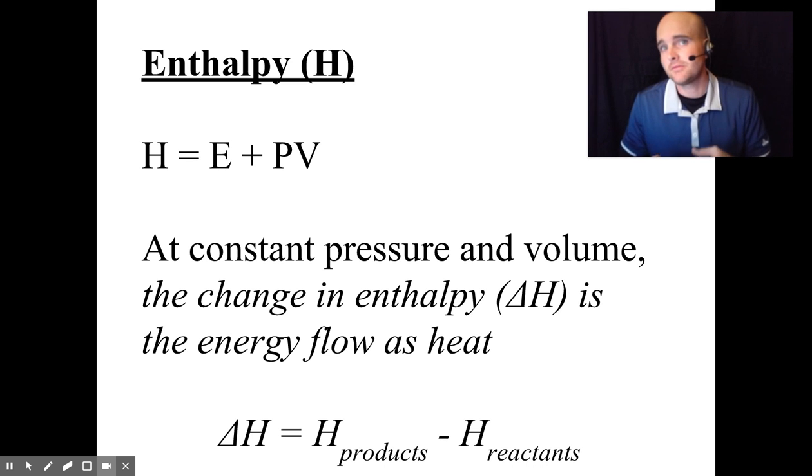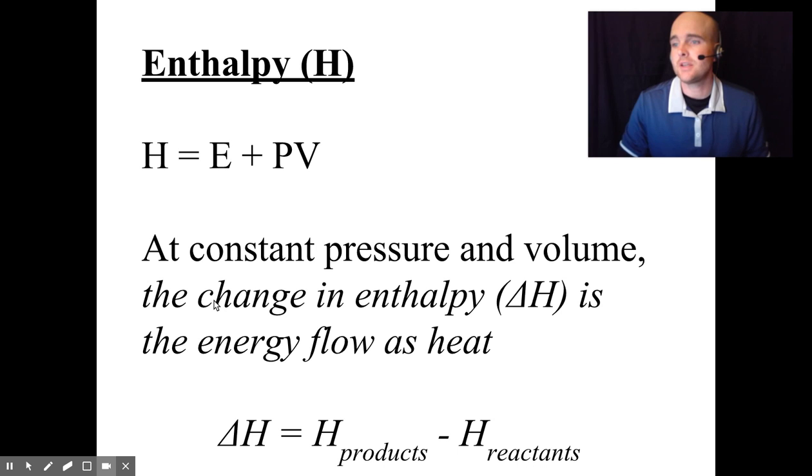Right now in first semester, we're going to be thinking at constant pressure and constant volume. Did I say temperature before? Constant pressure, constant volume right now. And then later on, we'll try to account for different pressure and volume second semester.